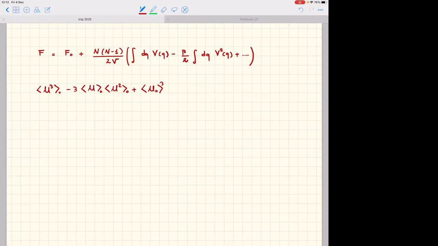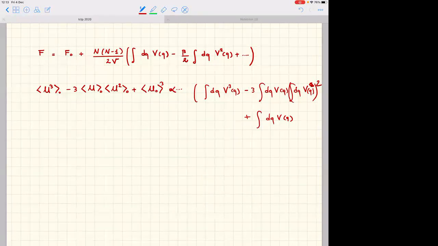So if you would go on, you would discover that this will, at the end of the day, lead you to something proportional to the integral dq v cubed of q, minus 3 times the integral dq v(q) times the integral dq v(q) squared, plus the integral dq v(q). Oh no, this is not squared. Squared. Just a second.